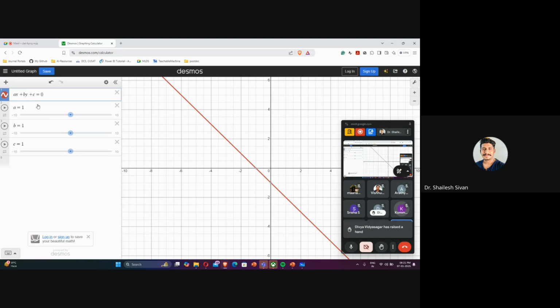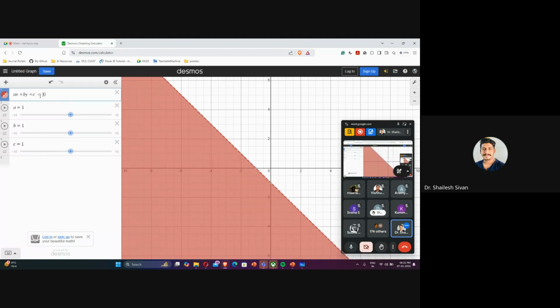Okay, now what about the points above the line and below the line? How can we represent all the points above this line, and how can you represent all the points below this line? Is there any idea? These things are represented using inequalities like this. See, if the equation ax plus by plus c equal to 0 is representing a line, then the inequality ax plus by plus c less than 0 is representing the region under the line ax plus by plus c equal to 0. Is it clear?